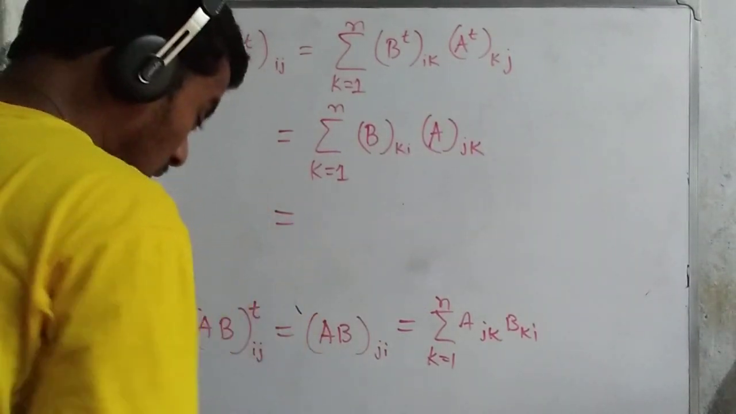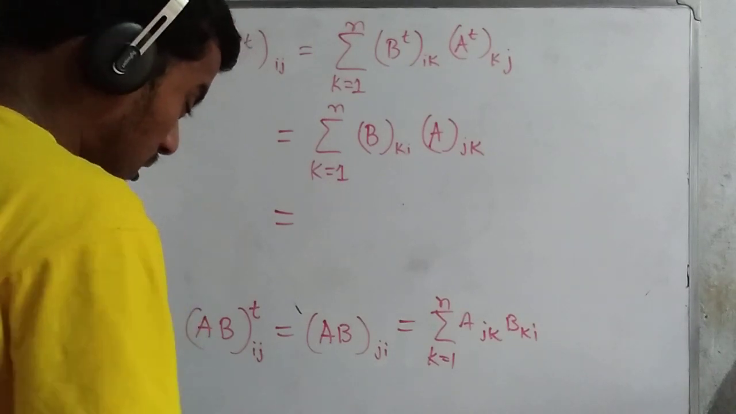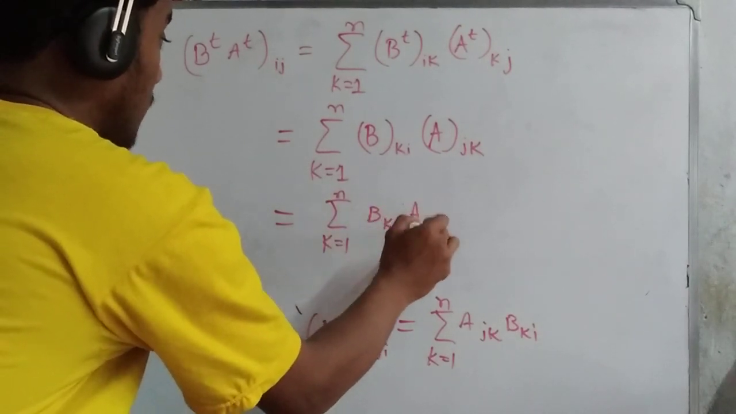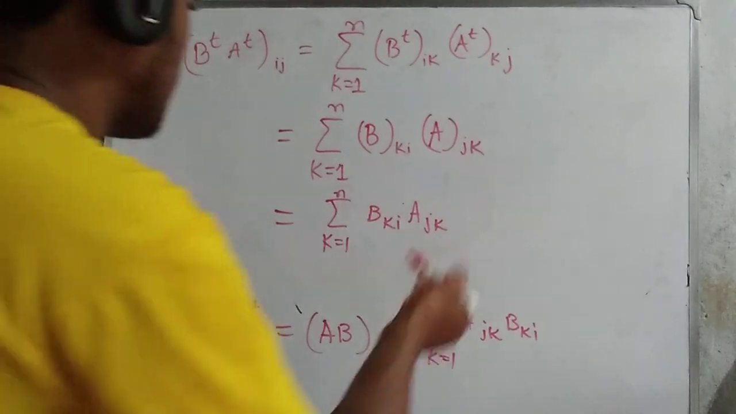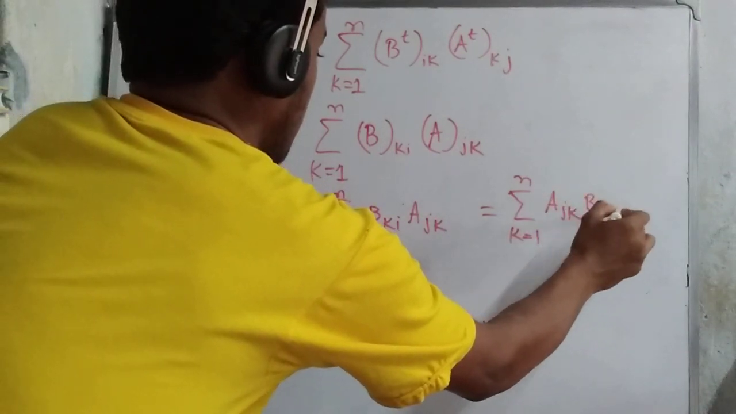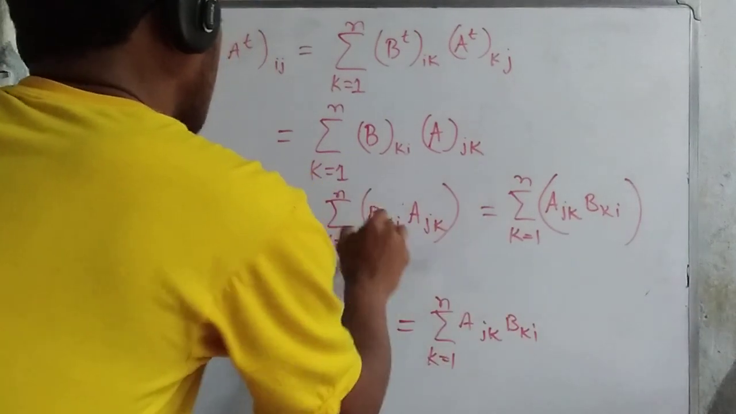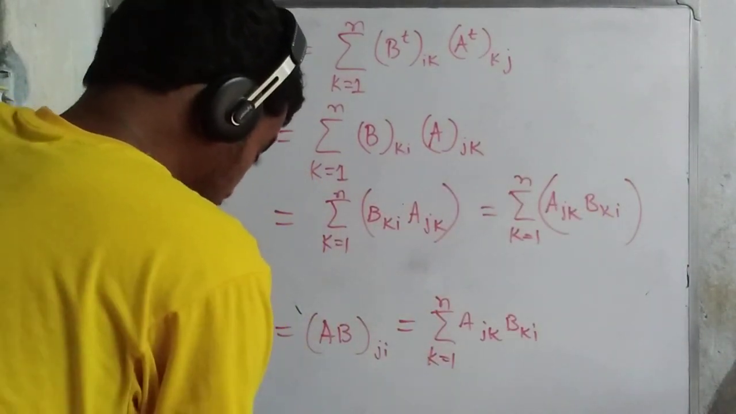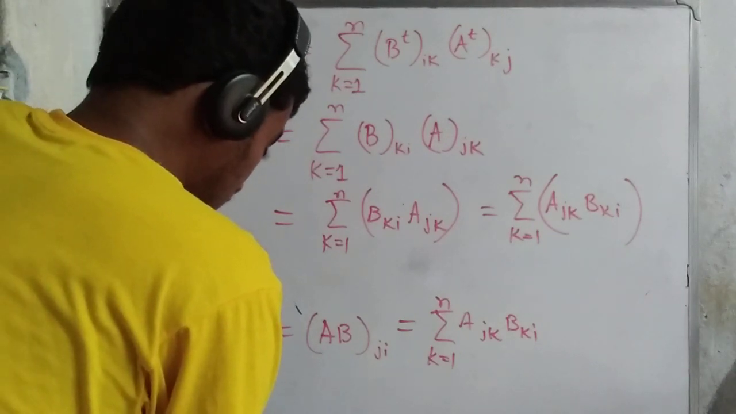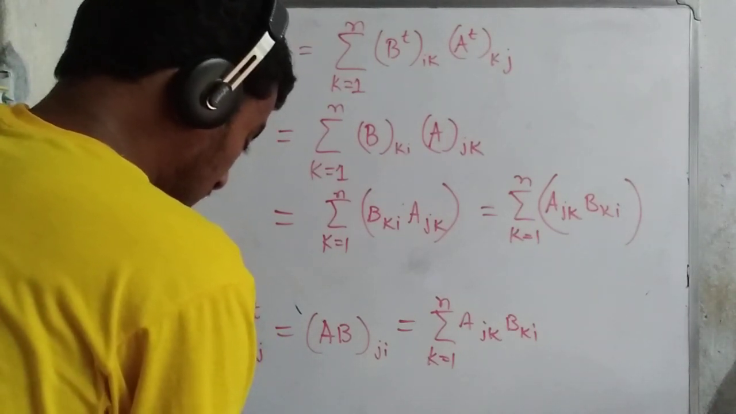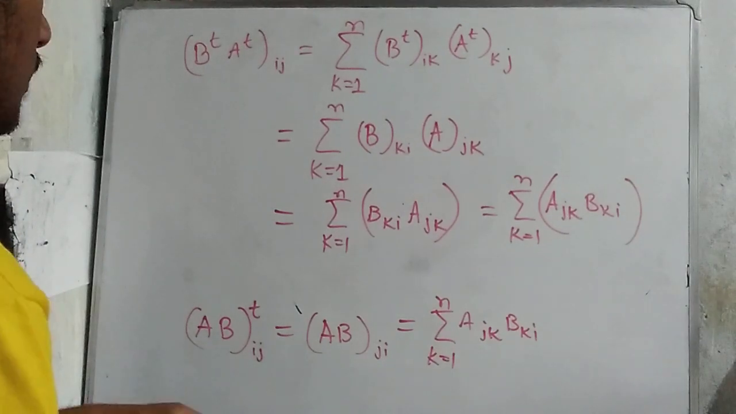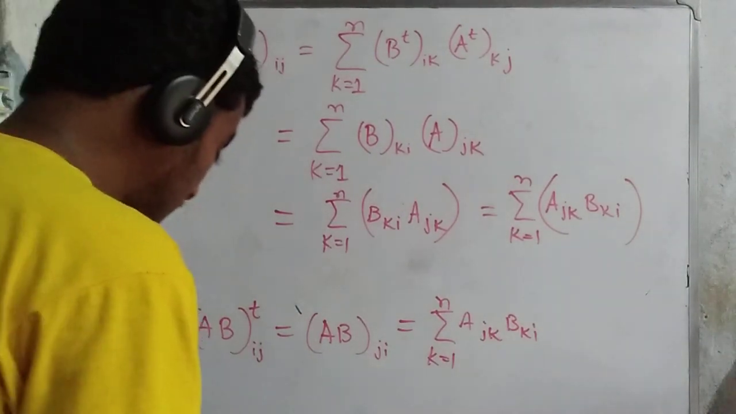Okay, this implies in this way, this one equal to summation k equal to 1 to n B of ki A of jk. Okay, so we write in this way, summation k equal to 1 to n A of jk B of ki. Okay, this is a field, so this one is commutative, I think. Then what happened is here, that means the transpose of a product is the product of the transpose in opposite order. Okay, well, so discuss what we write it here.